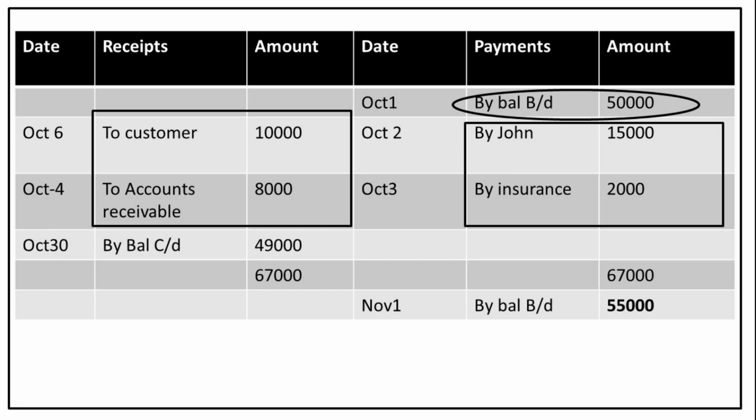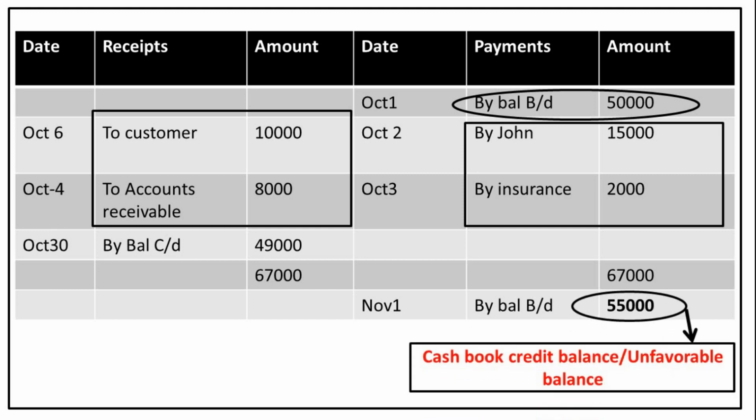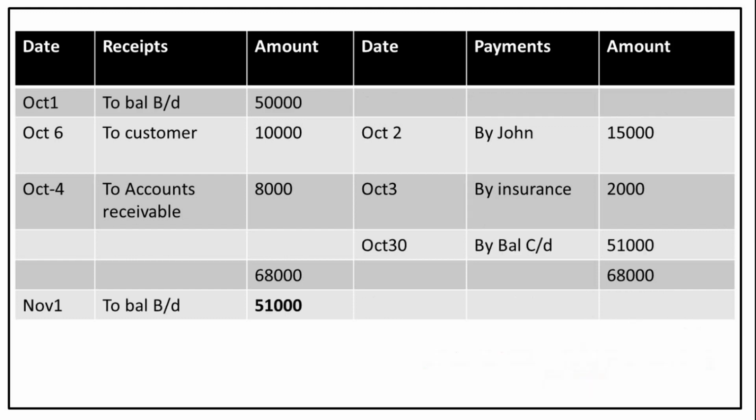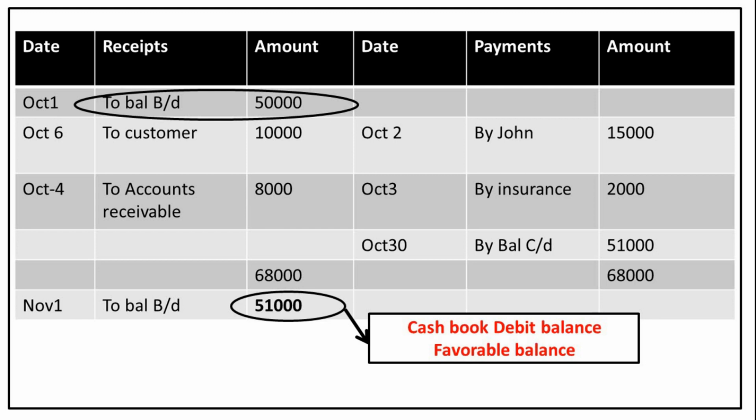As a result of this overdraft, we have closing balance on the credit side. If we get closing balance on the credit side, it is called overdraft balance, which means our total payments are higher than receipts. This credit balance of the cash book is considered an unfavorable balance. Suppose we don't have overdraft and we have started business with cash at bank, then we get debit balance. This is called a favorable balance. That means our receipts total is higher than payments total.